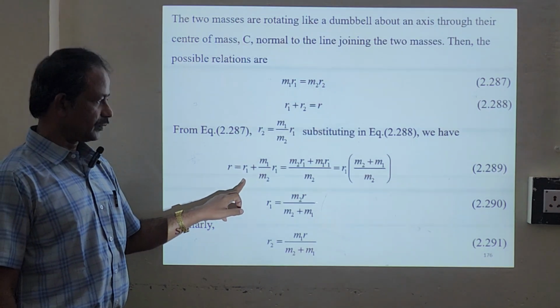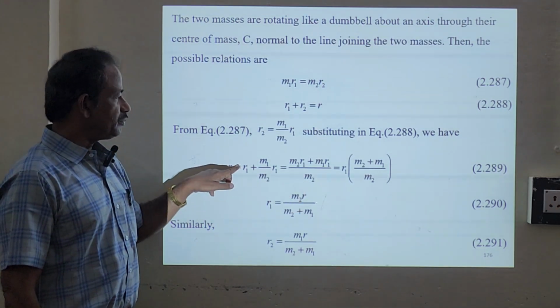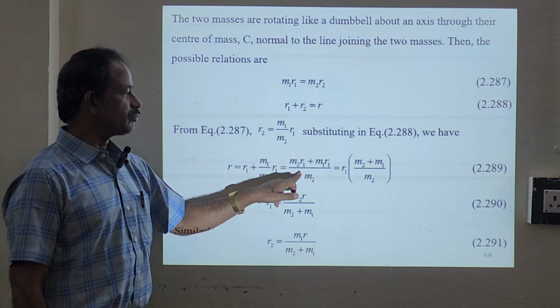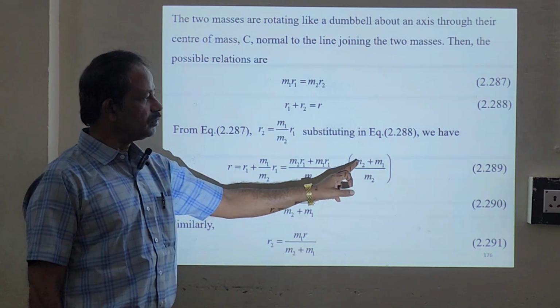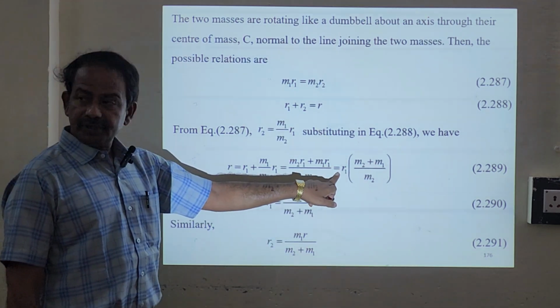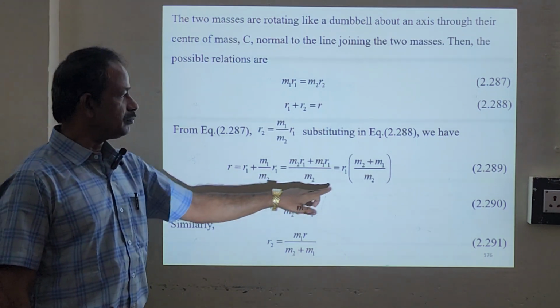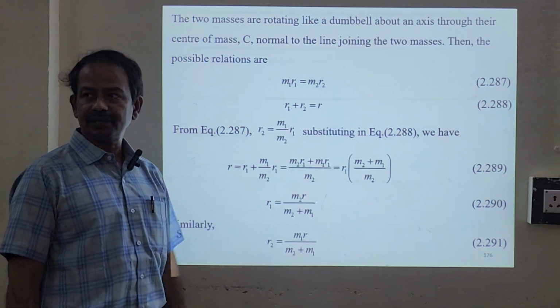Take the LCM. So you have M2 R1 plus M1 R1 divided by M2. You pull R1 out. So that will give you M2 plus M1 divided by M2. Now we need to have R1. So R1 becomes M2 R divided by M2 plus M1.